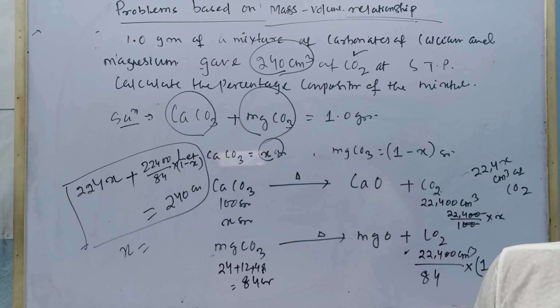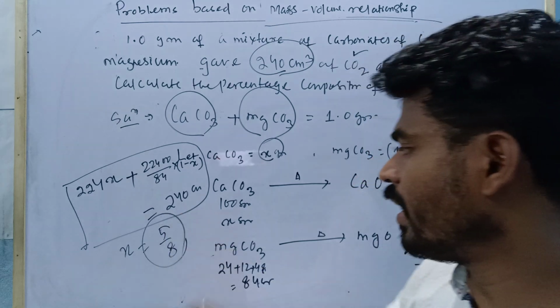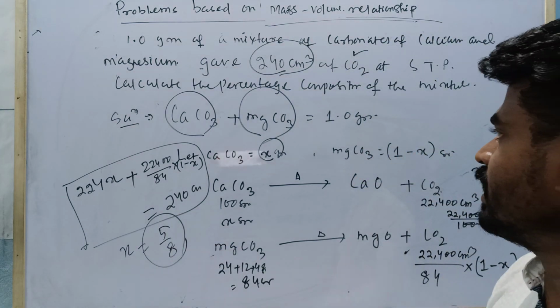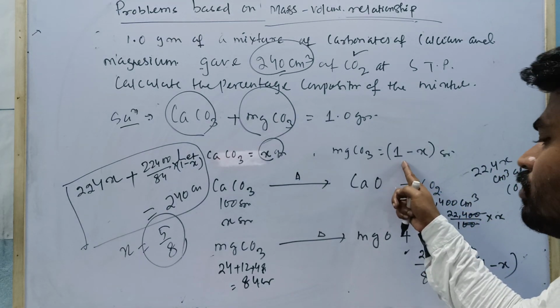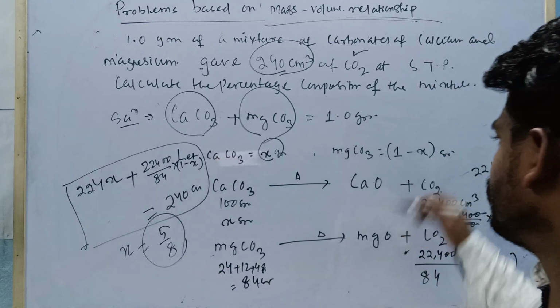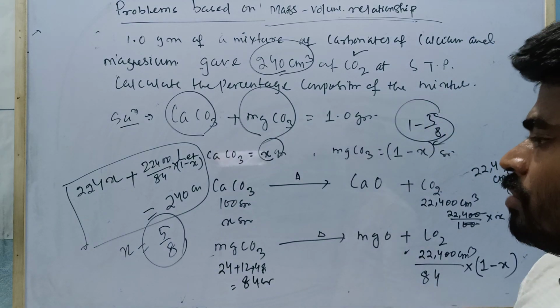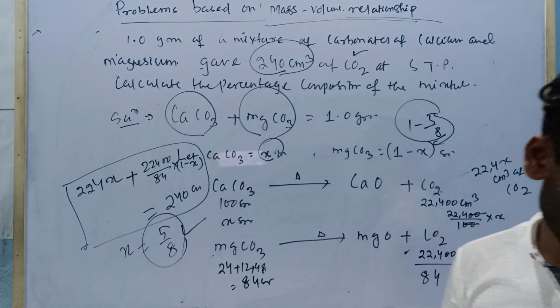प्यारे बच्चों, तुम लोग सॉल्व करना, और x का वैल्यू आ जाएगा 5/8. ठीक है, तो x आ गया, तो मतलब MgCO3 कितना आ जाएगा? 1 माइनस x. So 1 minus 5/8, that will be MgCO3 and calcium carbonate will be 5/8. Okay, just go through it.